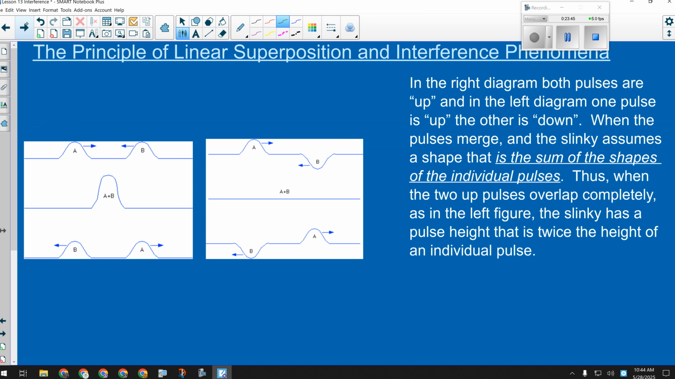Pretty straightforward. I almost always, and by almost I mean every single time, ask a question like this on the unit exam. Like, draw the resulting shape of the medium when these two pulses interfere. Pretty simple thing to do. You just add the amplitudes and draw what it will look like. All right, so that's the principle of linear superposition. The slinky or medium, whatever it happens to be, will take the shape that is the sum of the shapes or amplitudes of the individual pulses.